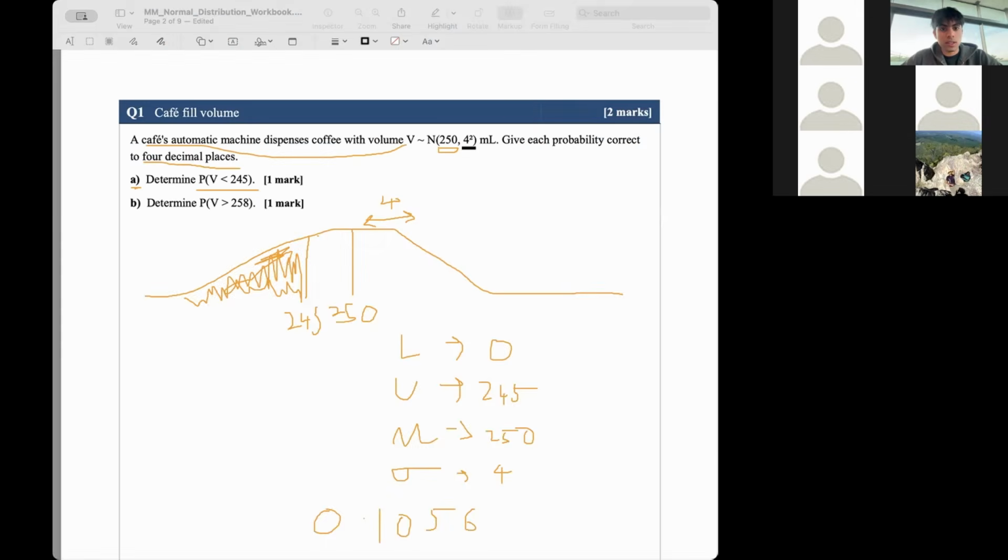You get an answer of 0.1056 for this question. Was the standard deviation 4, not 4 squared? The second number in this notation is actually your variance, and 4 squared is the variance. So the variance is 16, and your actual standard deviation is the square root of the variance. That's the formula for standard deviation, the square root of variance. Based on the variance being 16 for this question, we get a standard deviation of 4. Does that answer your question?